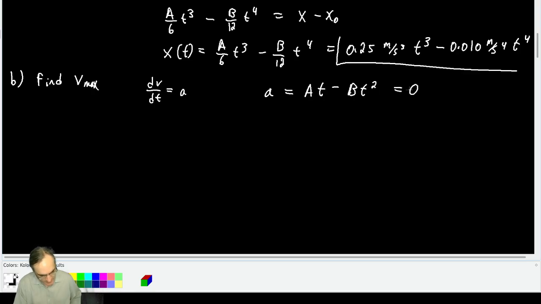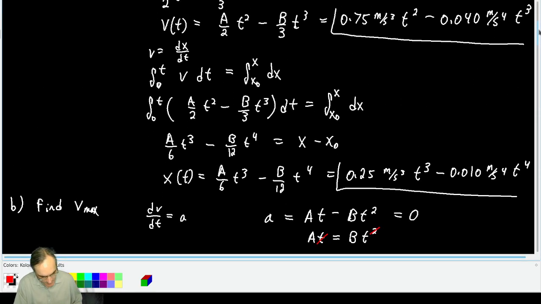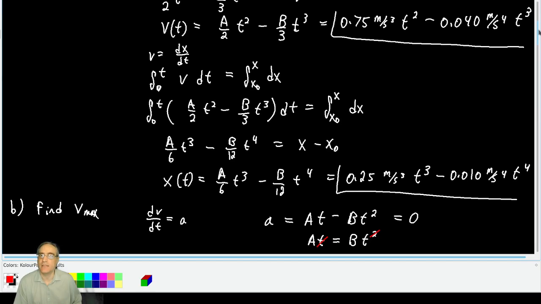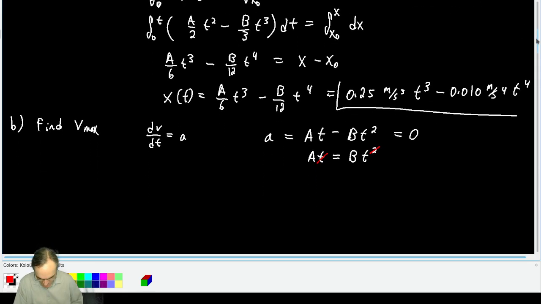So we'll set that equal to 0. We'll move things across, so we get a times t is equal to b times t squared. This is kind of hinting that t equals 0 is a critical point, but if we look above at our equation for velocity that we derived in part A, if you put in t equals 0, you see you get v is 0. So it's not very interesting to us. We'll be throwing that one out. That leaves us with a is equal to b times t, so a over b is equal to t. That will be the time when we attain our maximum speed.